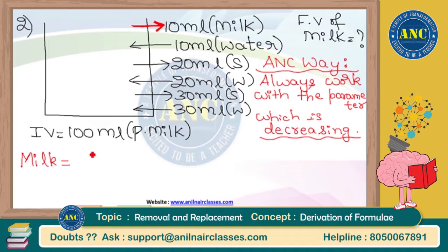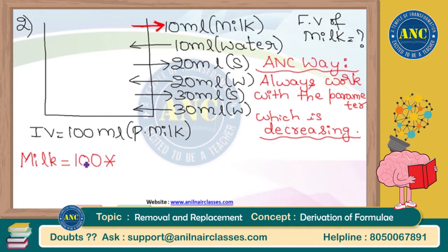Now listen to this carefully. Initial volume of milk is 100 ml. Write down that 100 into. People who missed yesterday's class, listen to this very carefully. If you understand it, you will solve the next few questions very easily.